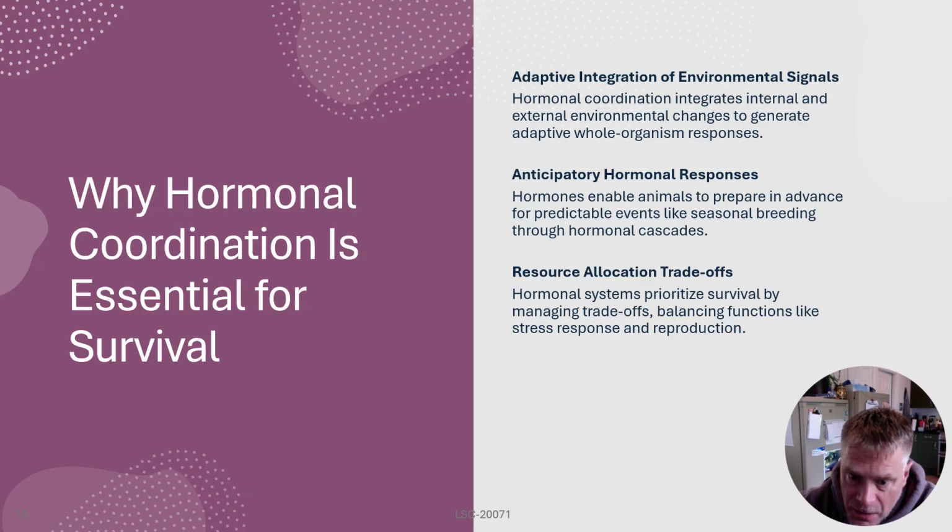And another clever thing, or a very adaptive thing, which the hormones allow the organism to do, is allocation trade-offs. So they can prioritize survival by managing various trade-offs, things like balancing functions like stress response and reproduction. So the body will integrate various signals it's picking up, and if the environment looks very stressful and like a dangerous place, then the body will be preparing for stress responses, and it won't be preparing for reproduction, because it wouldn't be appropriate within that type of environment.